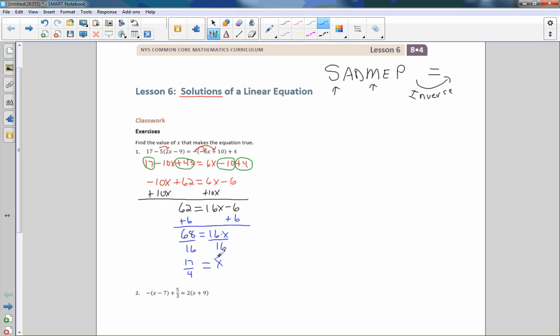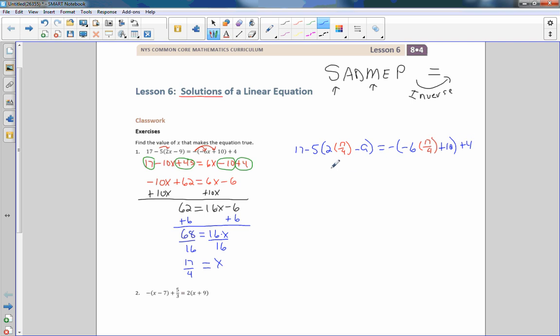Now we should always check that in our original equation. I'll check the first one, but you should check every time. I'm not going to take the time in the video to check every single one of these, but I will check this one. Now that I see an x here, instead of x I'm going to put the answer 17 over 4, and then continue on. Minus 9, parentheses, equals a negative 6x, which is 17 over 4, plus 10, close the parentheses, plus 4.